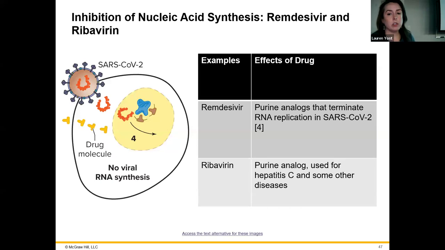So these are other ones. This next one, remdesivir, I don't know a whole lot about, but I know that it's used to treat COVID. There you go. And then ribavirin is a pretty commonly used antiviral medication. We use it for hepatitis C and some other diseases as well. So ribavirin can be used widely, as can other antivirals that I included, like Valtrex is an example. We know that we treat herpes with that, but it can be used for other viruses as well.